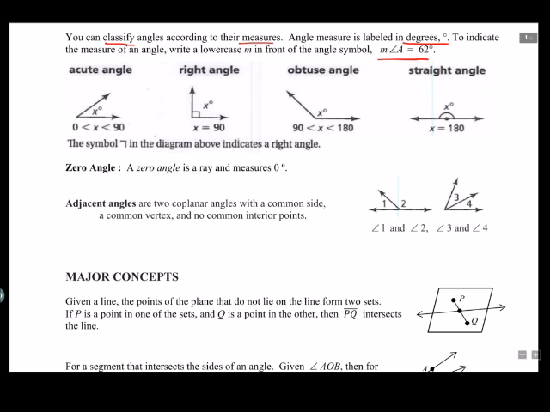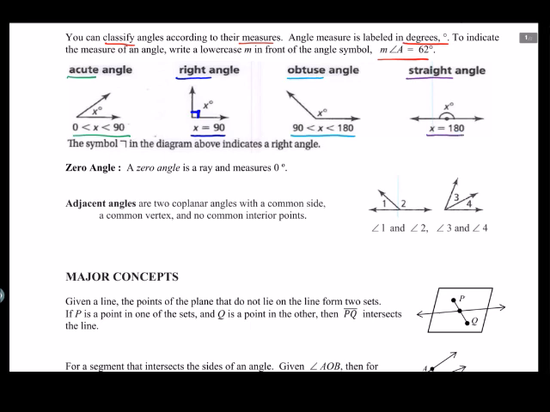This should be review. Acute angles are between 0 and 90 degrees, 0.0001 degree to 89.99999. A right angle measures exactly 90 degrees and can be marked with the right angle symbol. An obtuse angle is between 90 and 180 degrees, and the one that is going to be extremely useful to us is called a straight angle. Now, a straight angle measures exactly 180 degrees.